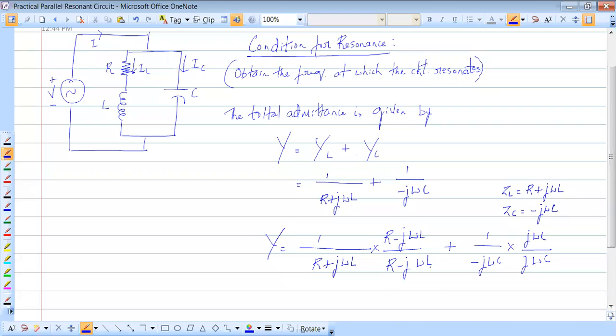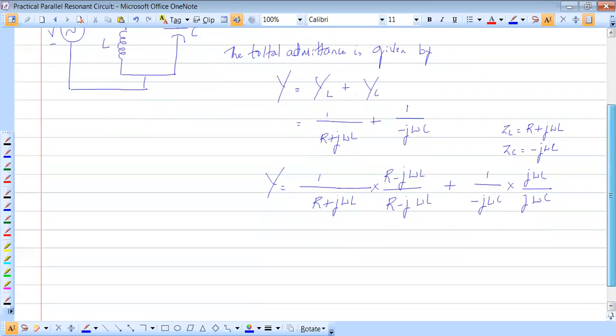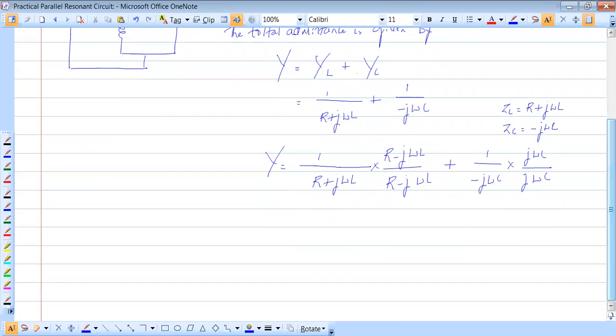Fine. So how would this look now? And why am I doing this process? I'm doing this process just to eliminate those J terms from the denominator. So what would happen here? A plus JB into A minus JB. What is that equal to? In the numerator anyway, you will be left with R minus J omega L.